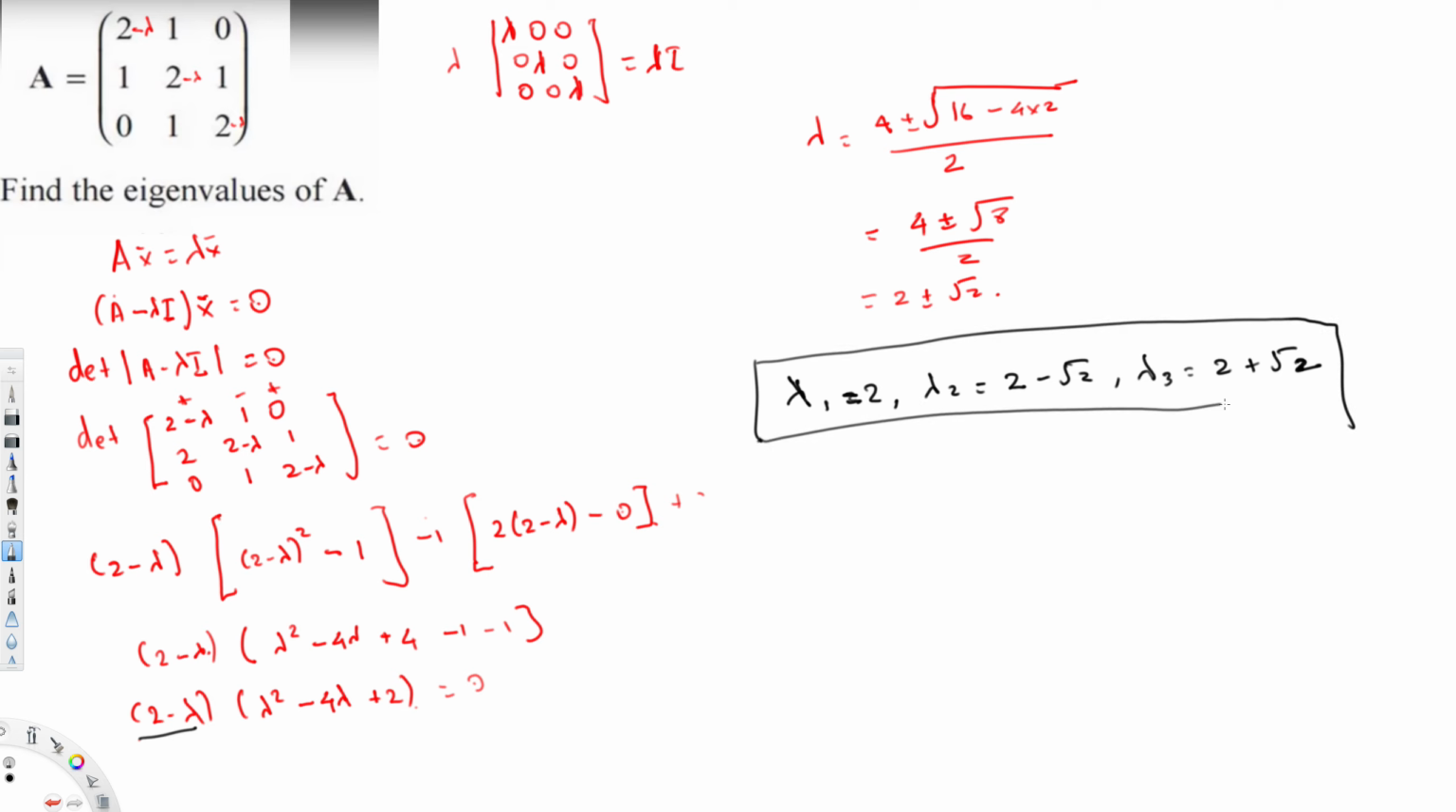And if you want to make sure whether we got the right answers, you simply multiply these three values, and also find the determinant of the matrix. Both should be equal, because the determinant of this whole thing and the multiplication of these three eigenvalues should be equal. That's how we check this answer.